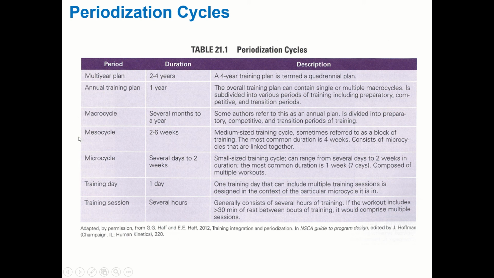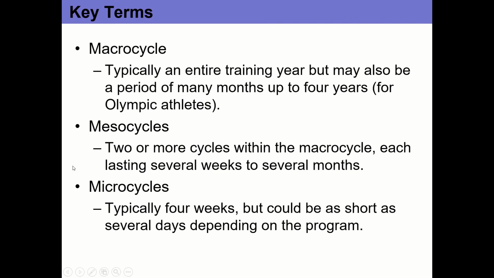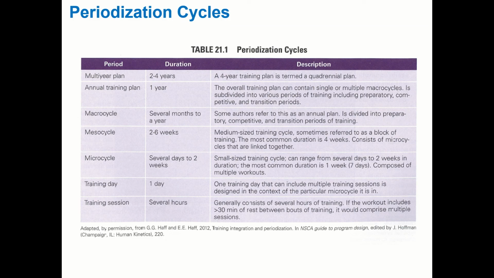Mesocycle, 2 to 6 weeks, but apparently can be several months. And then the microcycle, see, that's the funny thing here. All right, several days to 2 weeks. This one says typically 4. So even within their own slideshow, the numbers move around a little bit, which, like I said, is a point of frustration for me. It'd be nice if we standardized the terms a little bit.